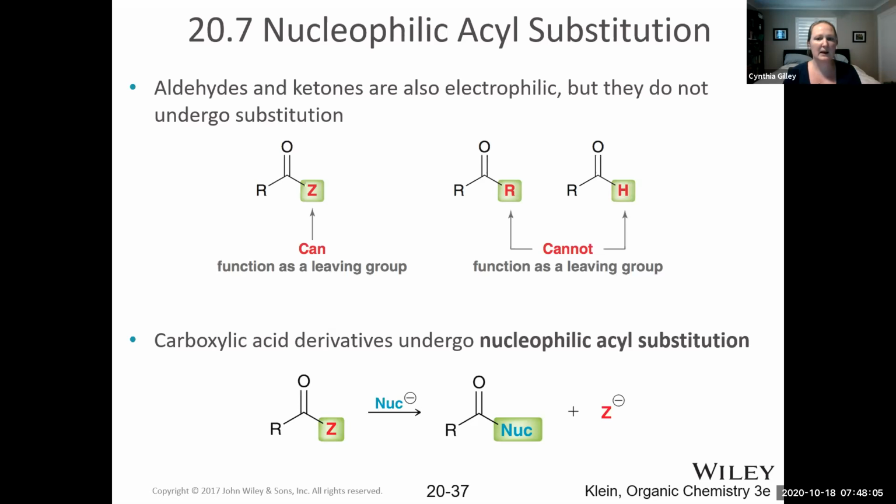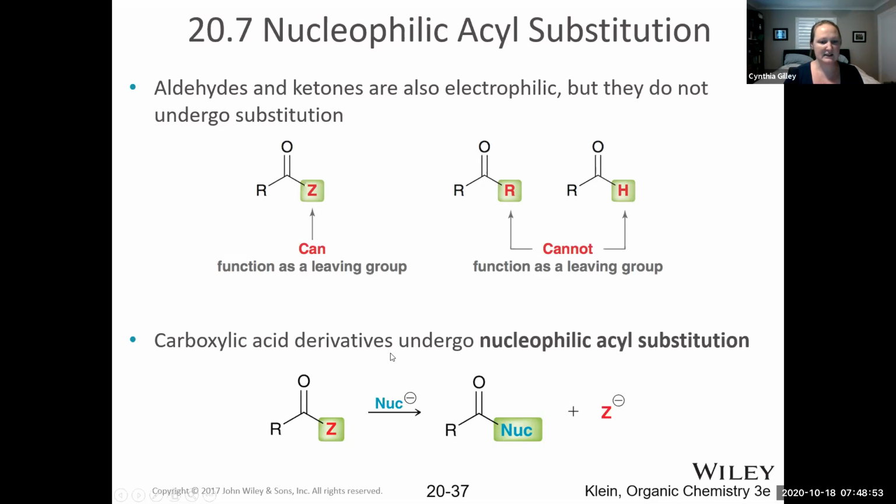Okay, let's talk a little bit about the difference between carboxylic acid derivatives and aldehydes and ketones, which we studied in the previous chapter. We noted that aldehydes and ketones are also electrophilic at their carbonyl carbon, right? But they don't undergo the same reactions as carboxylic acid derivatives, because carboxylic acid derivatives have a group that can function as a leaving group. So they're able to undergo nucleophilic acyl substitution reactions. We can't do a substitution reaction with an aldehyde or ketone because hydrides and carbanions do not function well as leaving groups, because they're not stable and they're not weak bases.